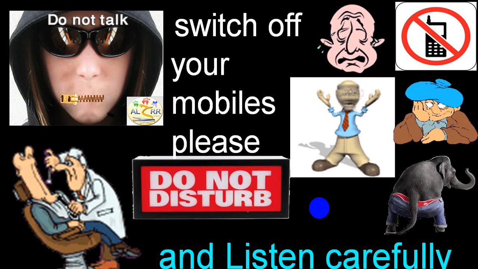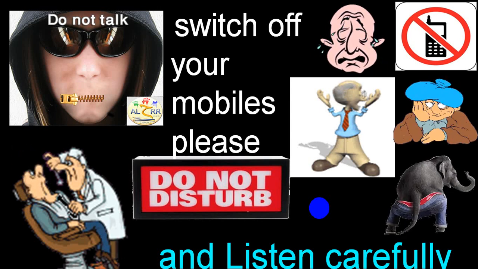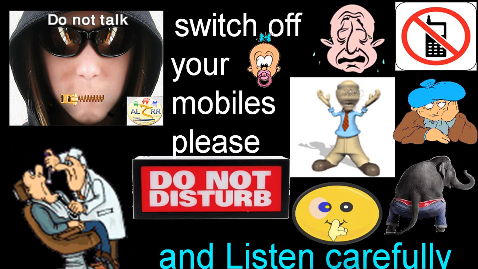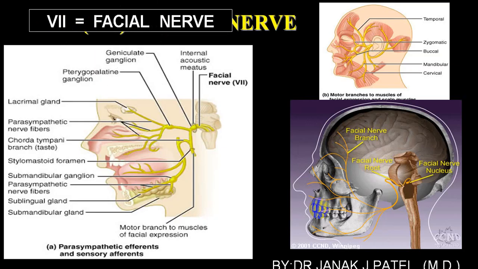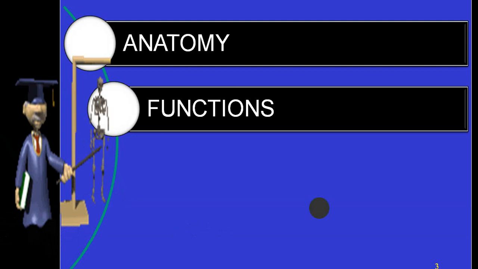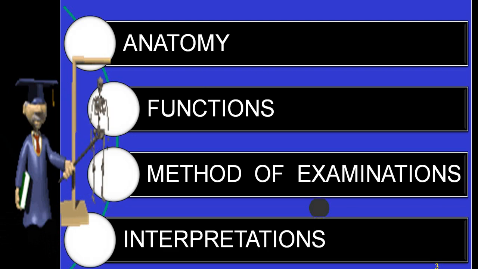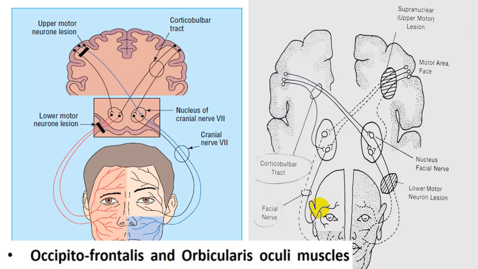Today we are going to discuss the cranial nerve examination, that is facial nerve examination, or we call it the 7th cranial nerve. We'll be discussing under this heading anatomy, then the different functions, the different parts of the facial nerve, which muscles they supply, what is the function, then how you examine, and interpretation.